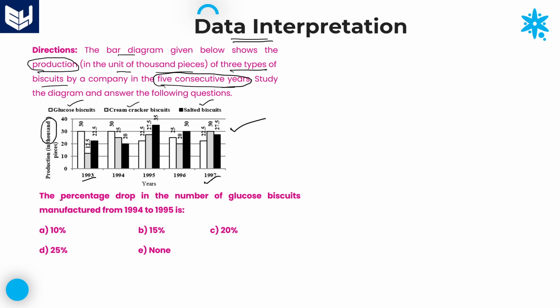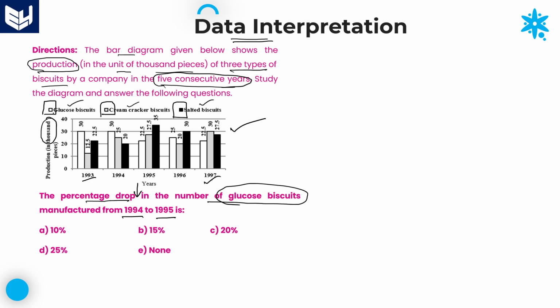Here the first question is the percentage drop in the number of glucose biscuits. The percentage drop means percentage decrement or percentage less than. Percentage drop in the number of glucose biscuits manufactured from 94 to 95. First of all, you need to observe the diagram carefully. This one belongs to glucose, this one belongs to cream cracker, and the dark one belongs to salted biscuits. Here 94 and 95, we are talking about glucose biscuits.